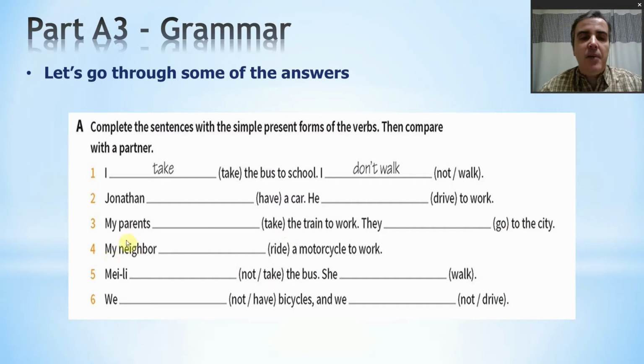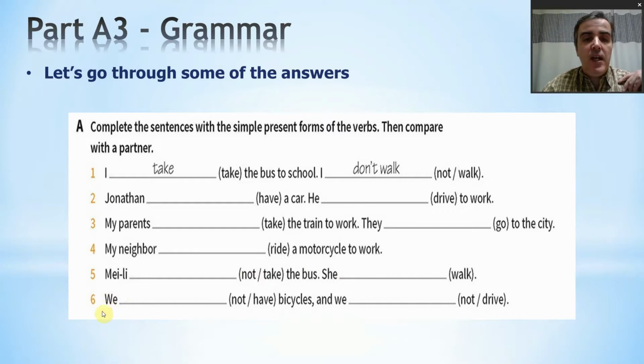Now, my neighbor. Well, here it's going to be a man or a woman, so it would be like using he or she. So we can't use ride, we have to change it to rides. My neighbor rides a motorcycle to work. Miley is a girl's name, so it's like using she. So Miley doesn't take the bus. She walks.